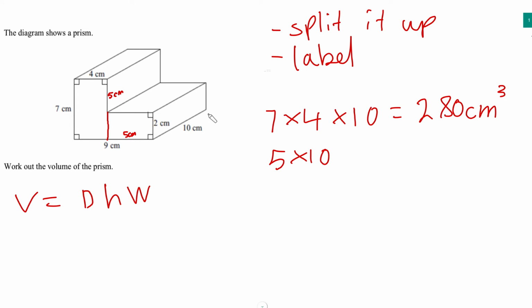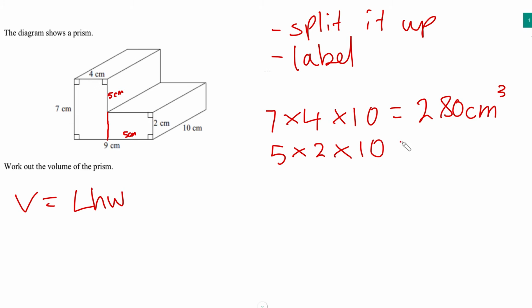So if we change that, if we do the depth, which is again, actually I've made an error. Let's keep that length times height times width. It's 5 times 2. Remember, the height is 2, the width is 5, 5 times 2, and then we're going to multiply it by the 10. So 5 times 2 times 10 is going to be 100 centimeters cubed.